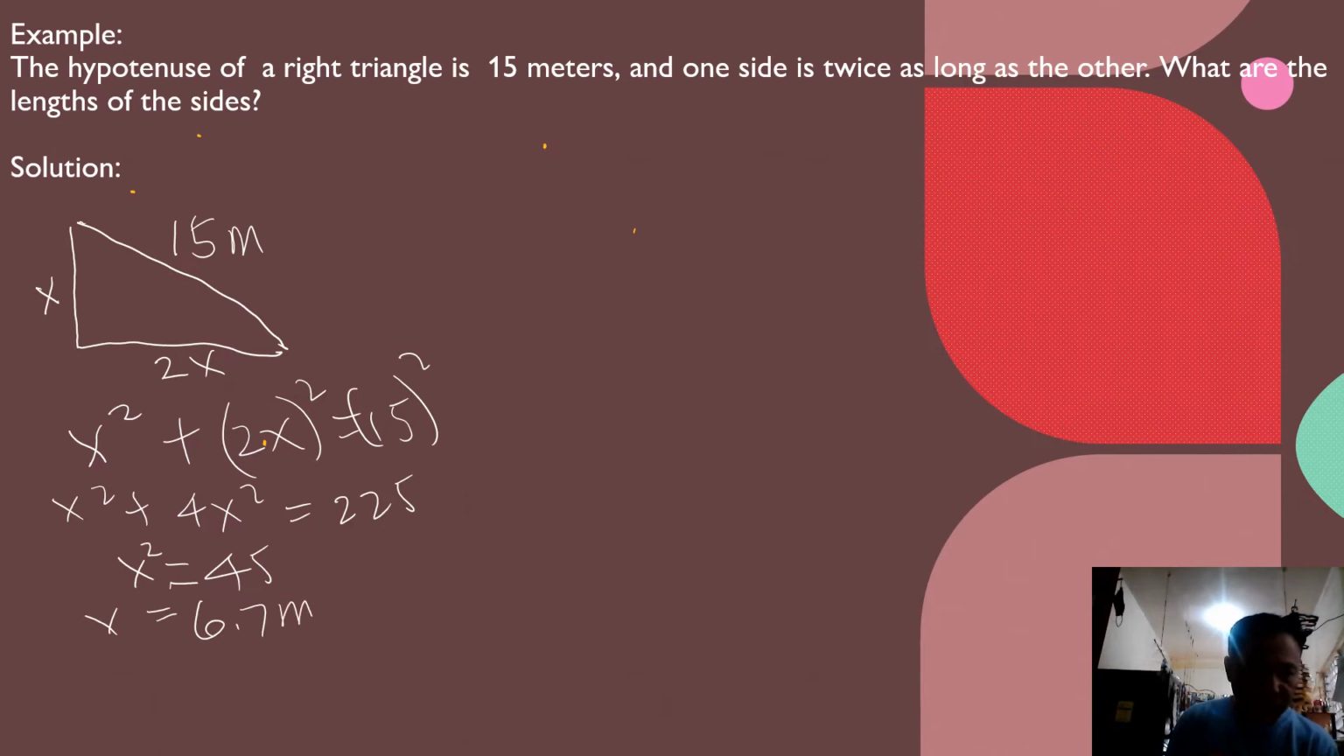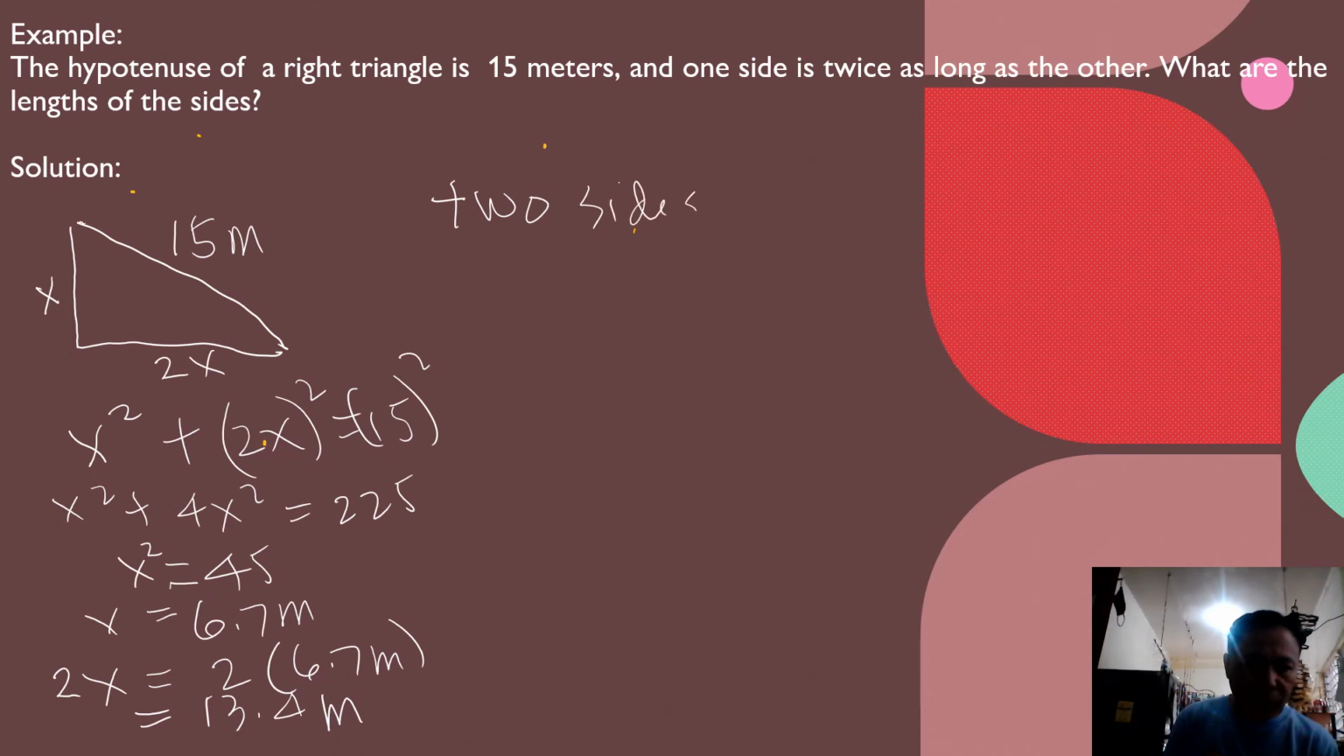6.7 meters. The other side is 2x. So 2x equals 2 times 6.7 meters, or simply equivalent to 13.4 meters. So the two sides are x equals 6.7 meters and 2x equals 13.4 meters.